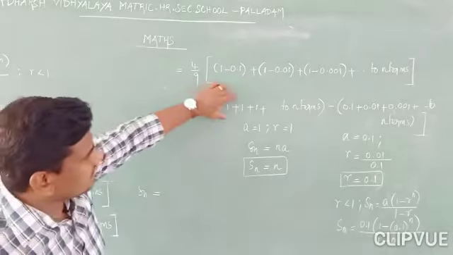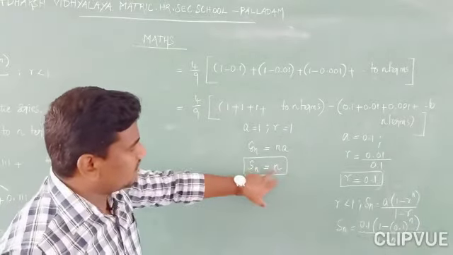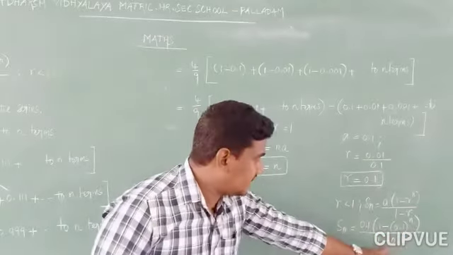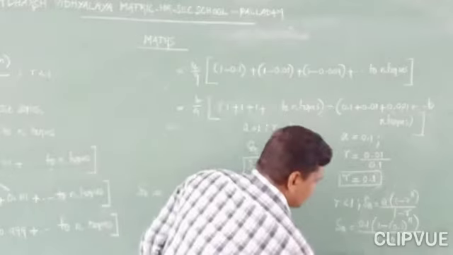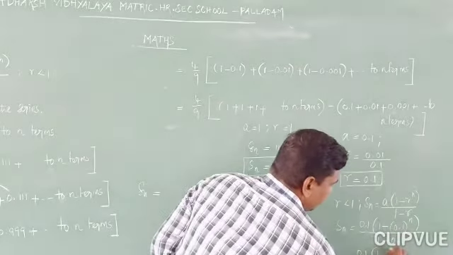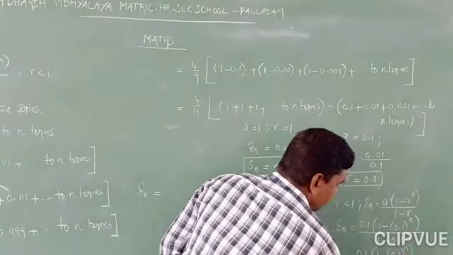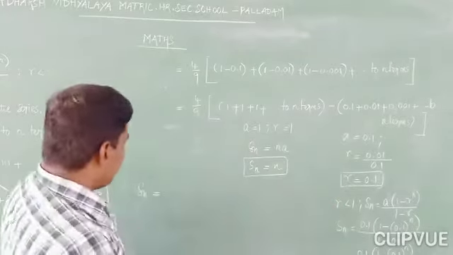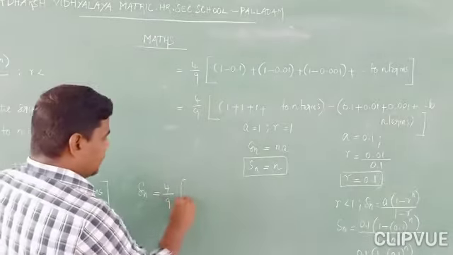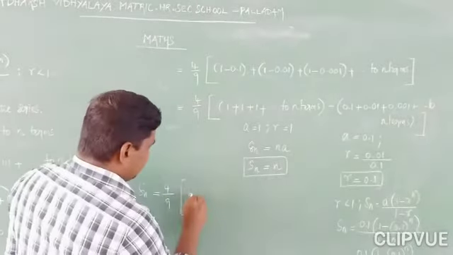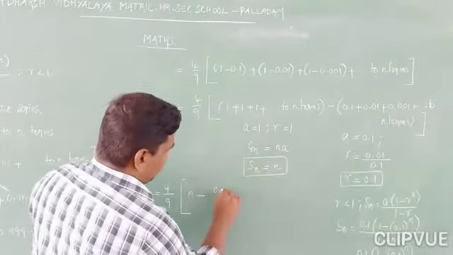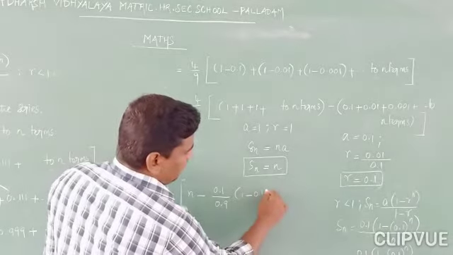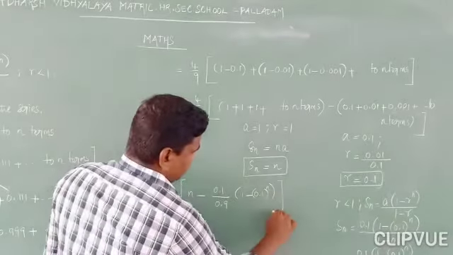So now 4 by 9, instead of this series we have written Sn equal to n. Instead of this series I simplified as 0.1 into 1 minus 0.1 whole power n divided by 1 minus 0.1. What is the answer? 0.1 into 1 minus 0.1 whole power n divided by 1 minus 0.1 is equal to 0.9. Okay. So Sn equal to 4 by 9 into first one n minus second one 0.1 divided by 0.9 into 1 minus 0.1 whole power n.